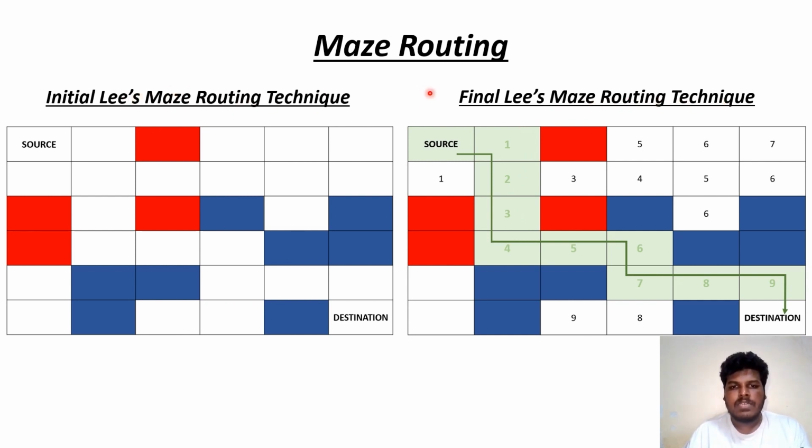So this algorithm is a breadth first search algorithm that explores the maze of a 6 cross 6 grid layout to find a path from source node to destination node while avoiding blockages, which are highlighted in blue color, and congestion, which is highlighted in red color. The first stage of Lee's maze routing is assigning a value for the source cell. Initially the source cell would be highlighted as cell 0. Based on the breadth first search algorithm, the adjacent cells will be marked with the cell name as 1.